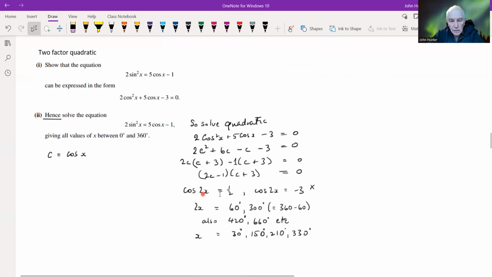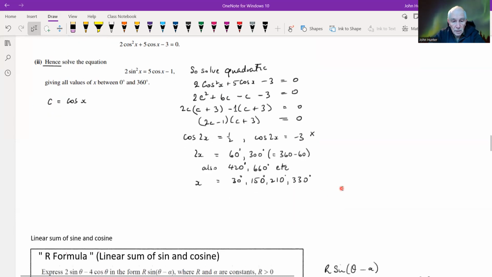So cosine 2x equals a half. So 2x equals 60 or 360 minus 60, and then 360 more than all of these as well. So that's 420, 300 plus 360, 660, and so on. So that's 2x. So therefore x is going to be half of all those, and all those are within the range that we are looking at. Okay, so that is how we do that.